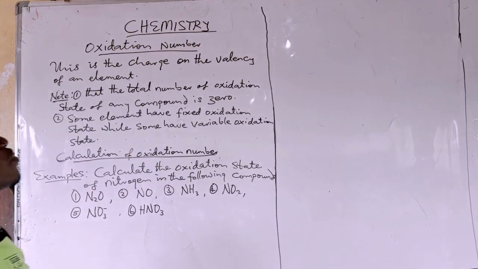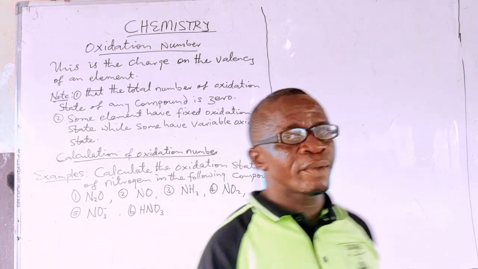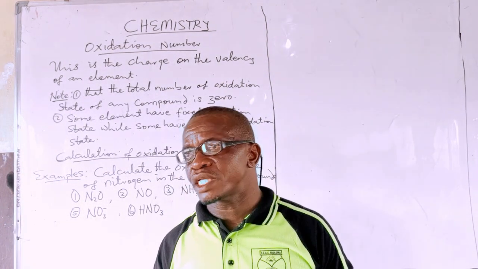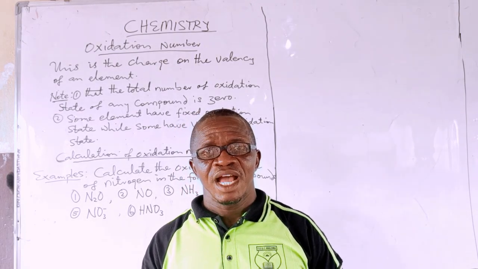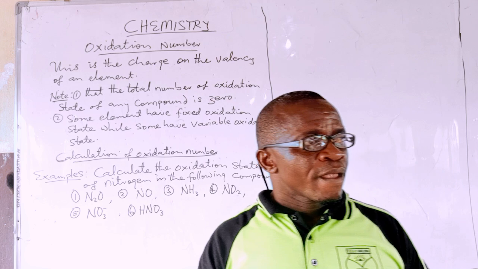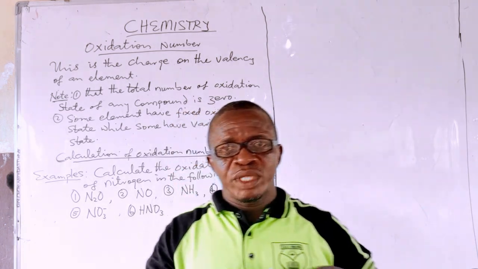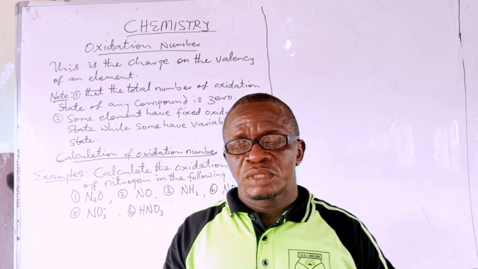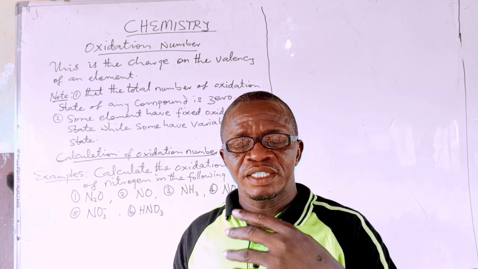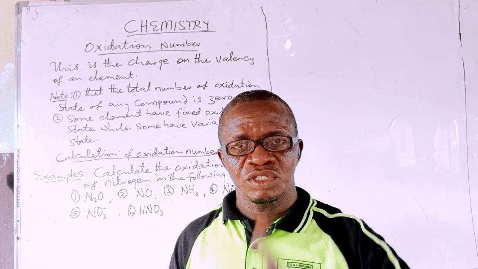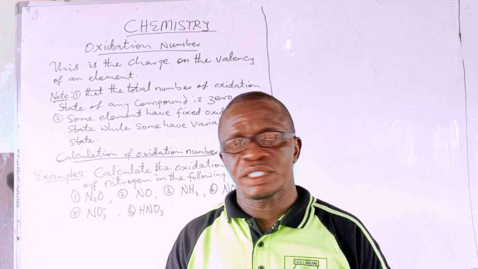Now number 2 thing that you need to note also, some elements have fixed oxidation state while some have variable oxidation state. When I say that some elements have fixed oxidation state and some have variable oxidation state, I mean that like those elements that I wrote here, those among the first 20 elements, there are some elements that their oxidation state is always the same. Anywhere you see it is always the same.